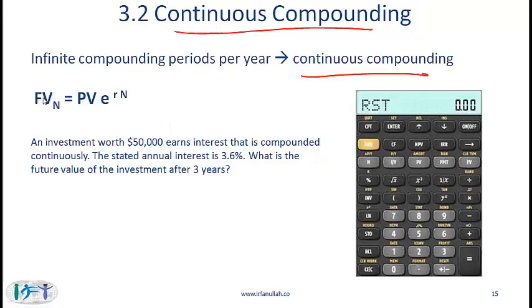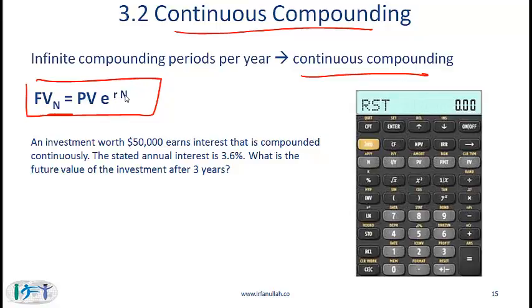The formula for continuous compounding is given right here. The future value at the end of n years, now keep in mind this is the number of years, is equal to present value times e, this is the mathematical number e, to the power of r, where r is the stated annual rate. It is also sometimes called the continuously compounded rate, multiplied by n, which is again the number of years.